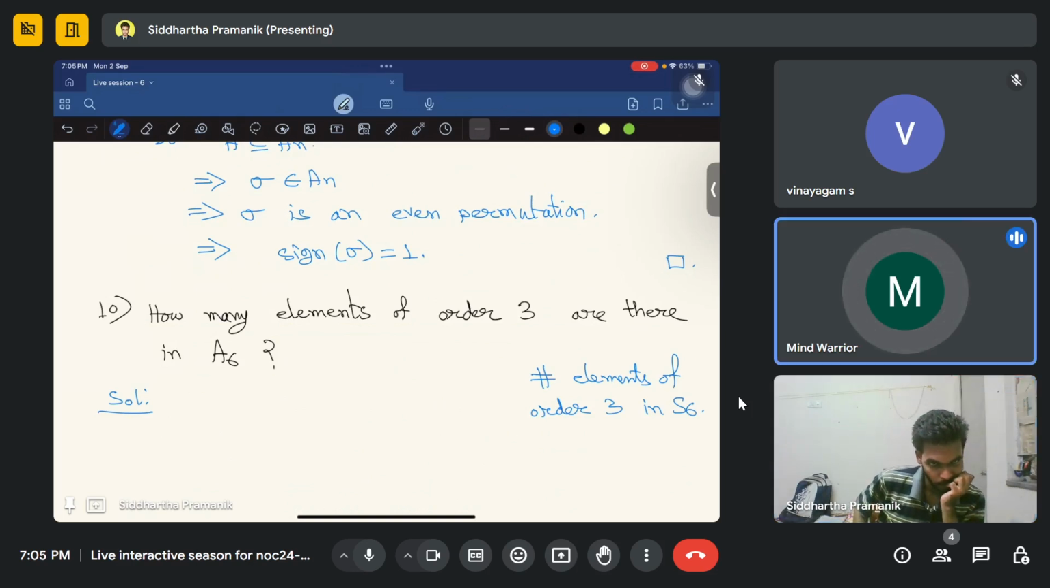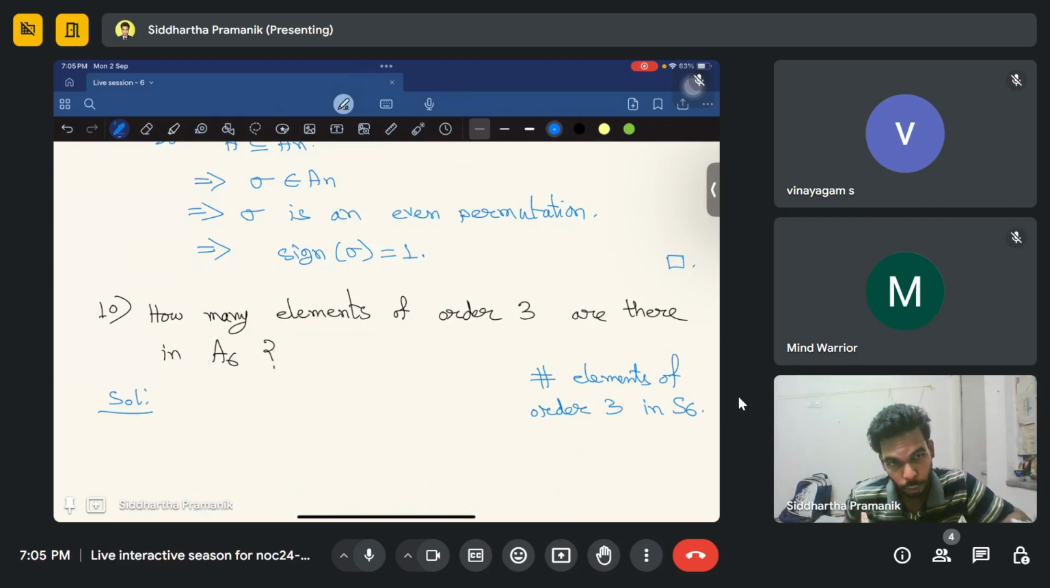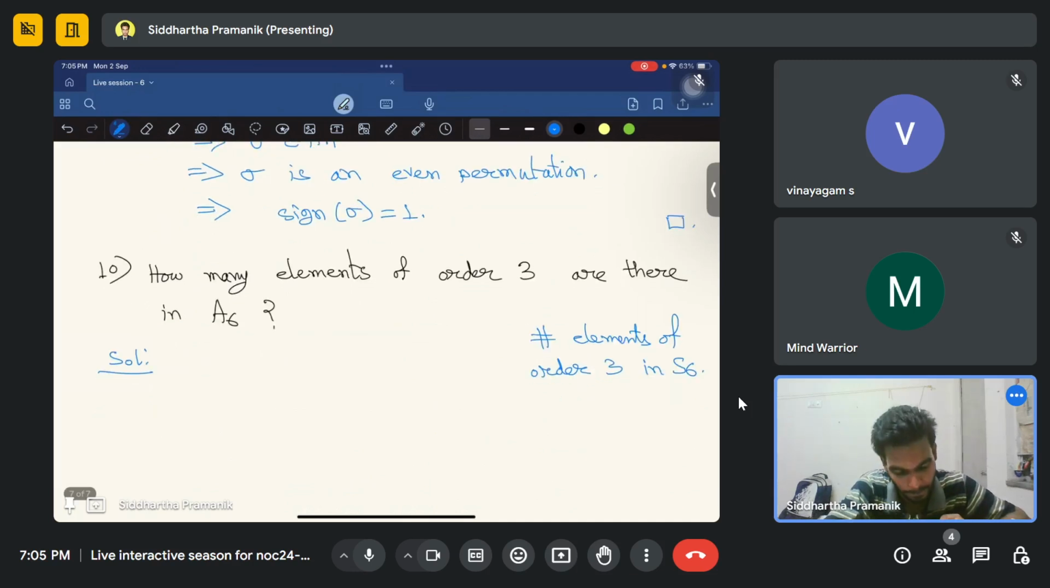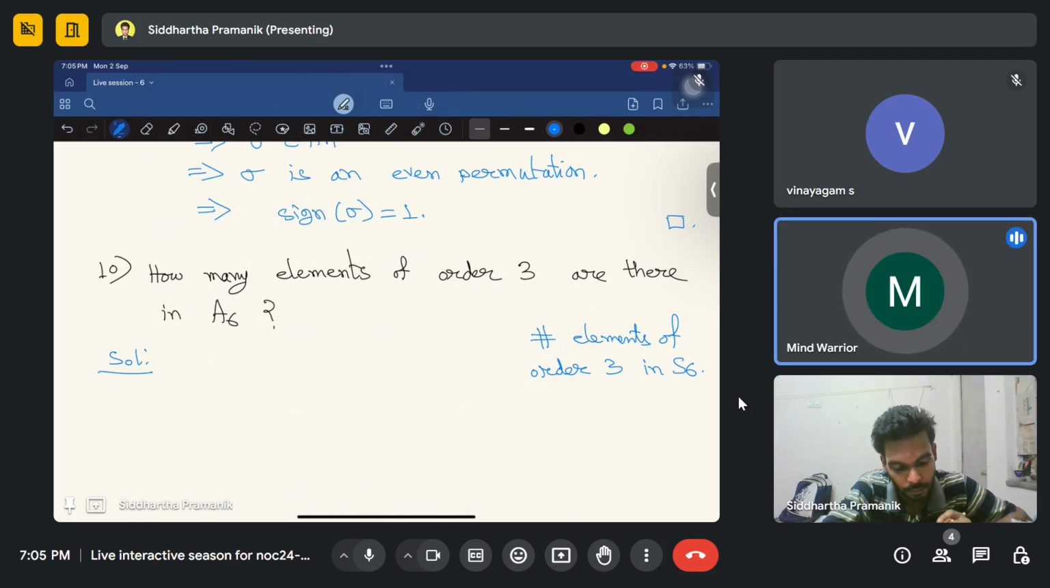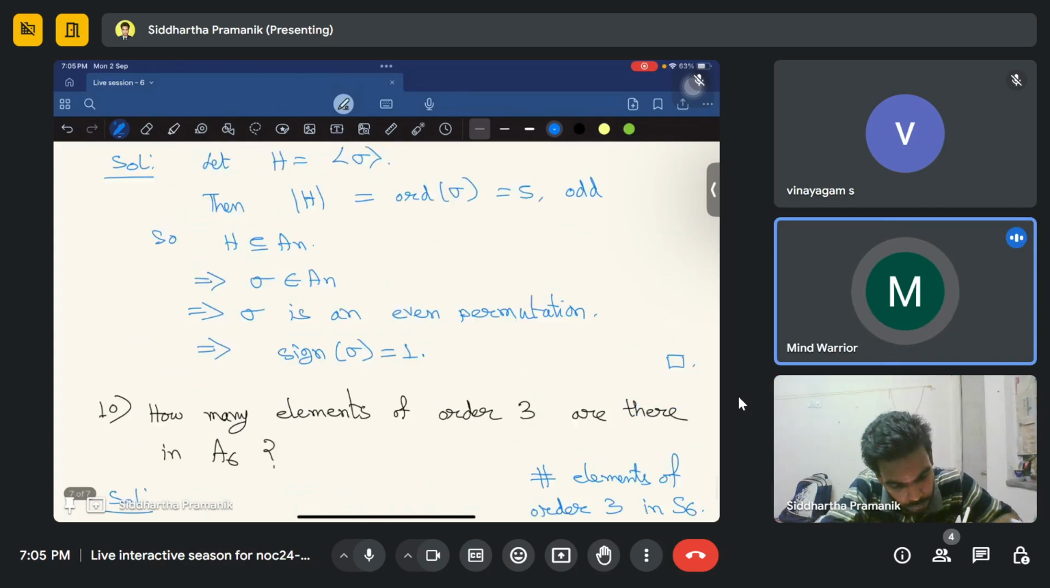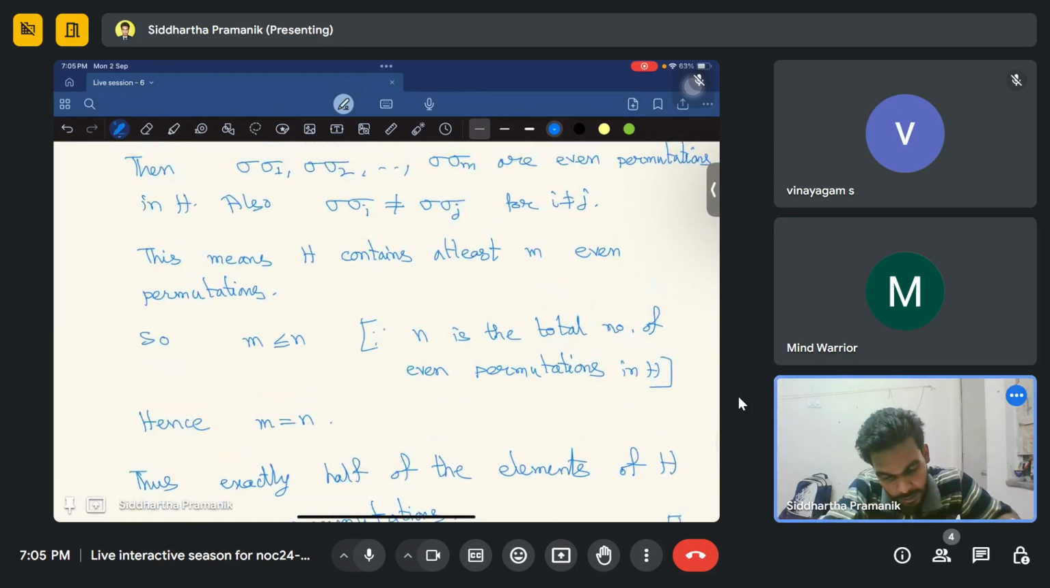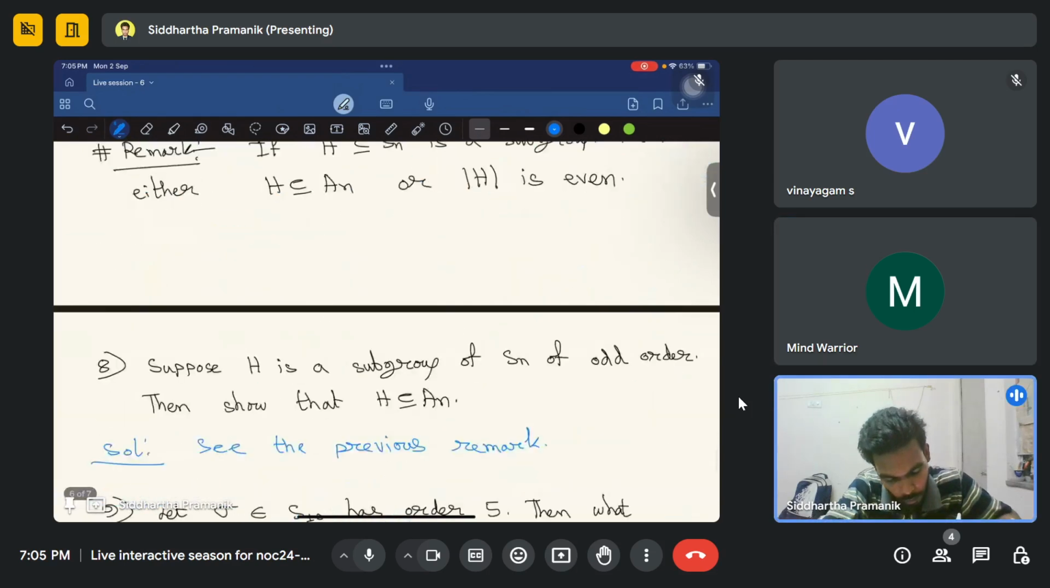Two elements. Only two. How? Can you explain? Like how we have done in the fifth one, first they have written what are the possible ways of writing the permutations. So possible two cycle structures are there, but not only two elements, right?